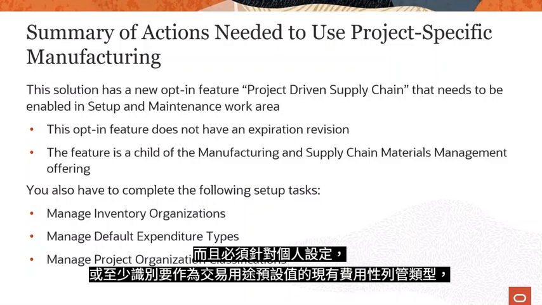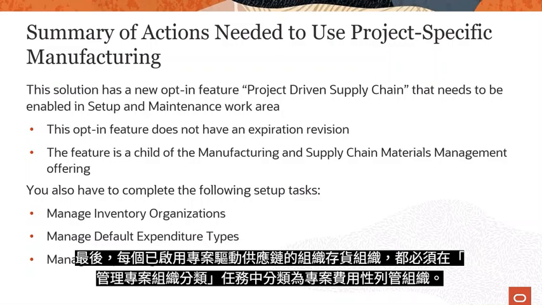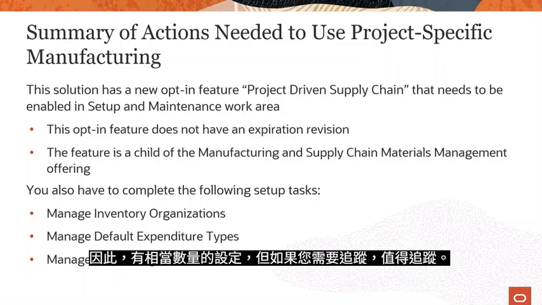That must be set up for the individual, or at least identify which existing expenditure types to use as defaults for transactional purposes, as individual default expenditure types can be applied for work orders at the work order header level, labor resources, non-labor resources, materials. And lastly, each organization inventory org that is enabled for project-driven supply chain must be classified as a project expenditure organization in the managed project organization's classification task. So there's a fair amount of setup, but if you need to track it, it's worth it.